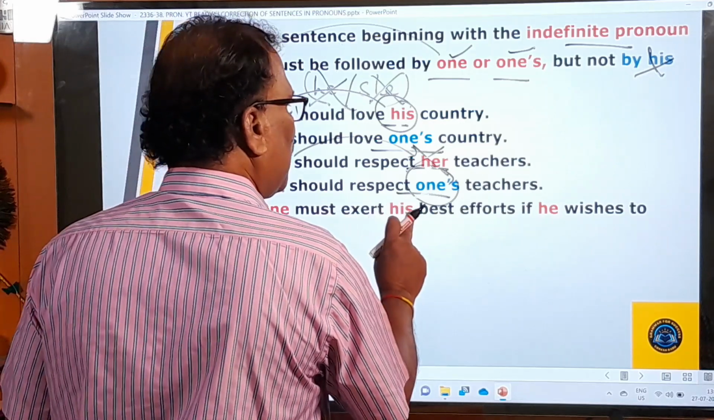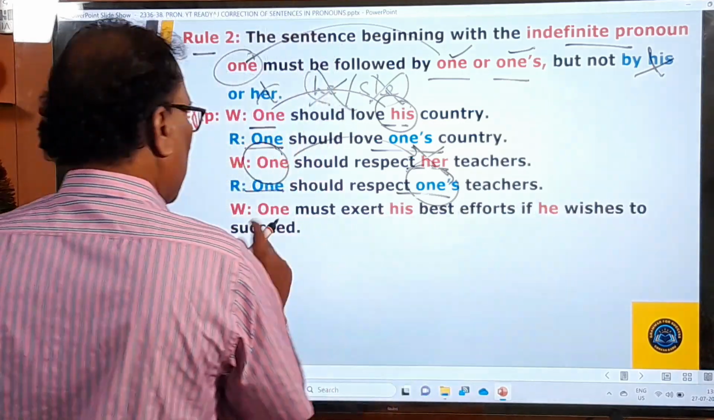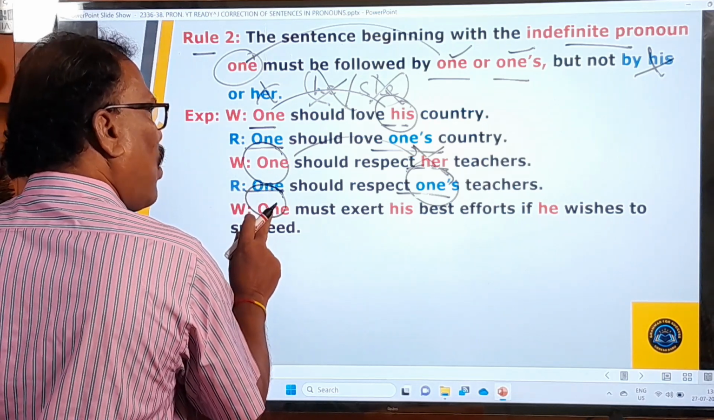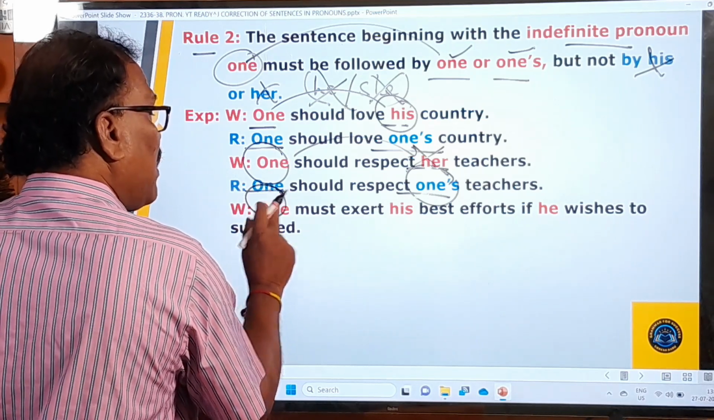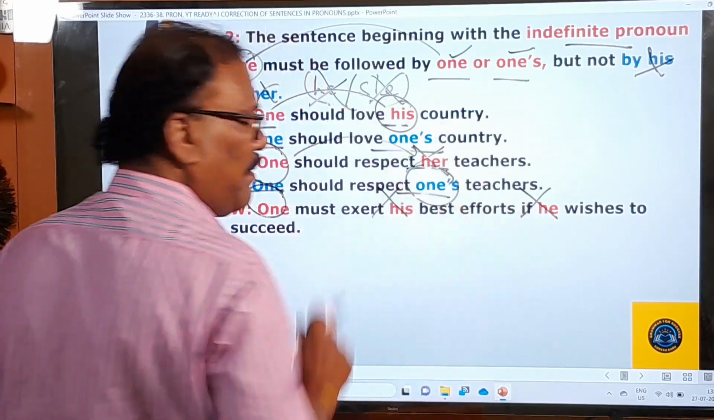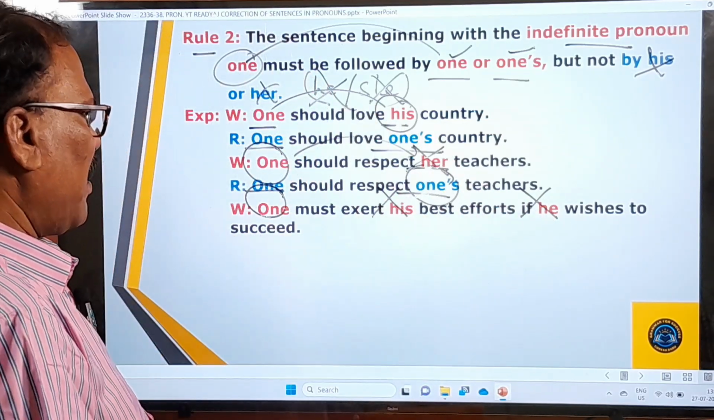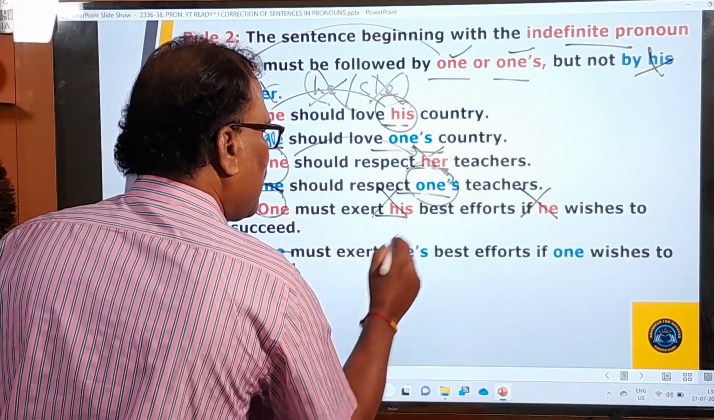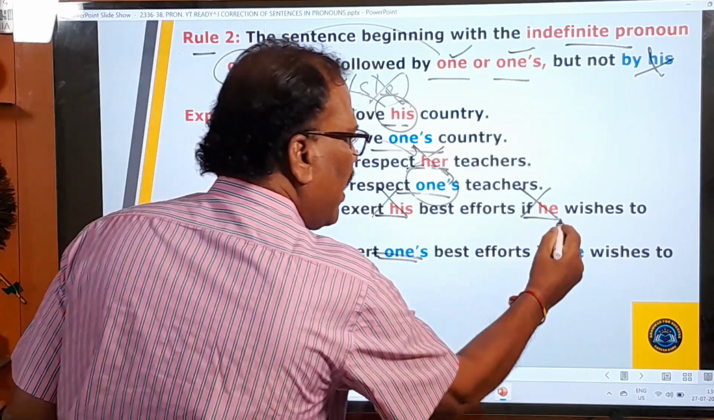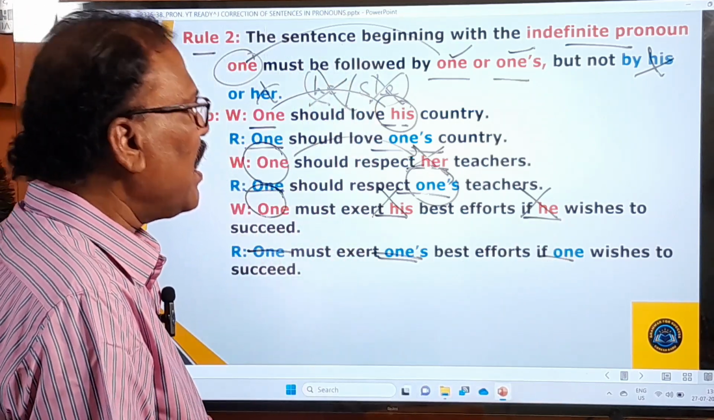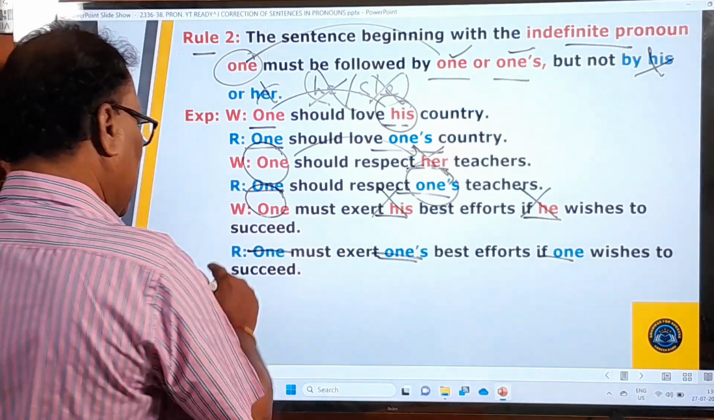"One must exert his best efforts if he wishes to succeed." I have already told you, when the sentence begins with "one," the indefinite pronoun, there should not be "his or her," "he or she." Both of them are given, so we have to correct them. Instead of "his," we use "one's." Instead of "he," we use "one." "One must exert one's best efforts if one wishes to succeed." That is the right one.